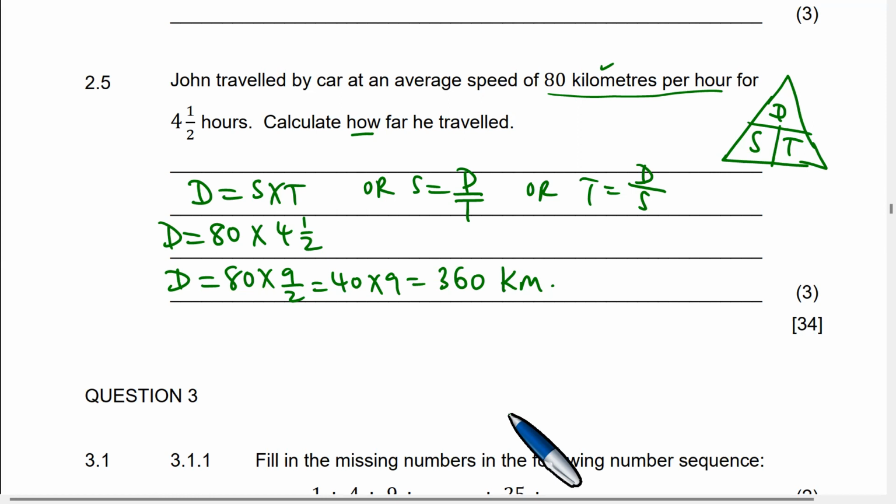Can you calculate the speed? Calculate his speed. We are saying John traveled by car at an average speed of this. Calculate John's speed. Please give me the answer. What is his speed? What formula would you use to calculate the speed?